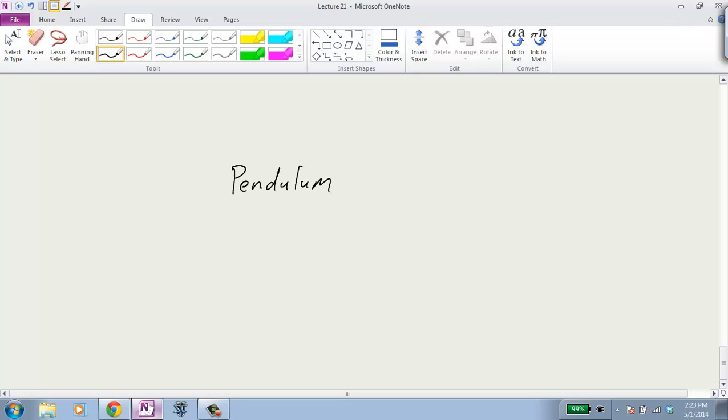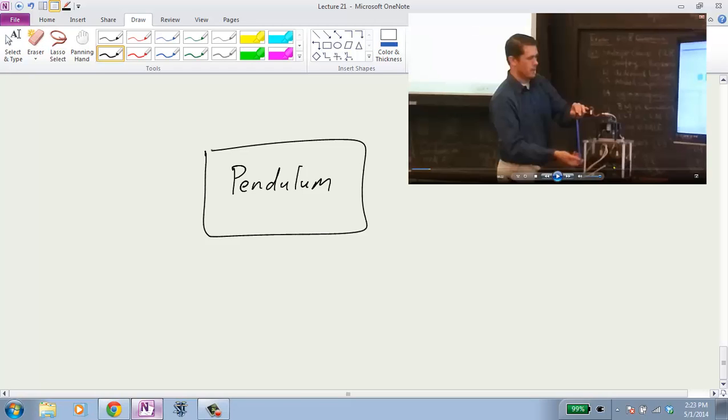Time to move on to what everyone's been waiting for. All right, so we have a demo of a pendulum. And you see it's right over here. It just swings freely. This pendulum has a motor on it that'll turn the arm like this.